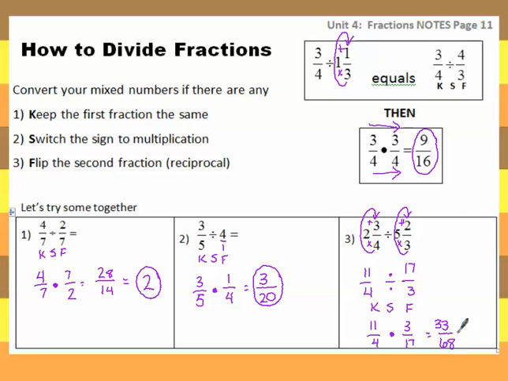Then I ask myself, are they both even? No. Do they both end in 5 or 0? No. Can they both divide by 3? No, and 33 doesn't divide by 68, so that is my final answer.